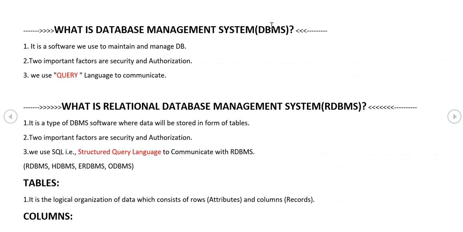So what is database management system? It is software which is used to maintain and manage database. It is a type of software. Database management system is a type of software which is used to manage and maintain the database. Why do we need to maintain and manage database? As I said, for the security and authorization issues, we have to maintain our database very securely.